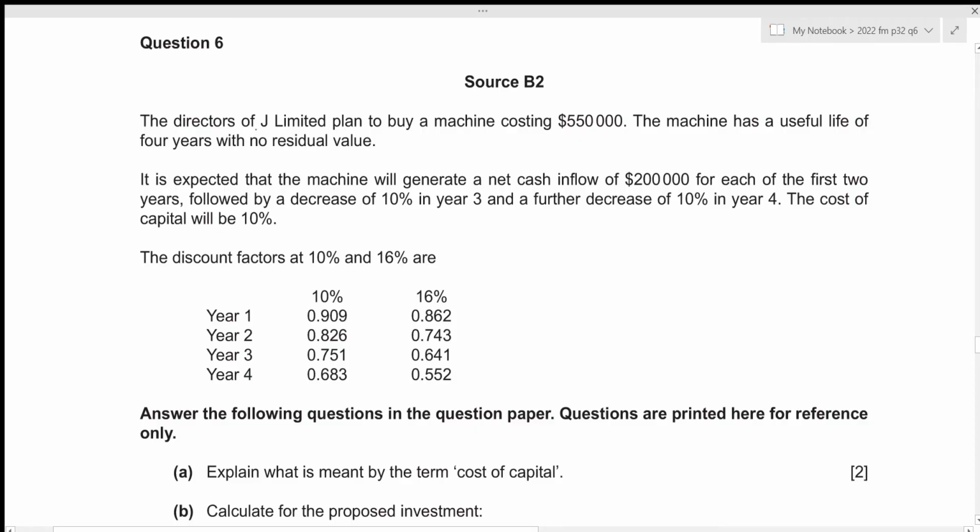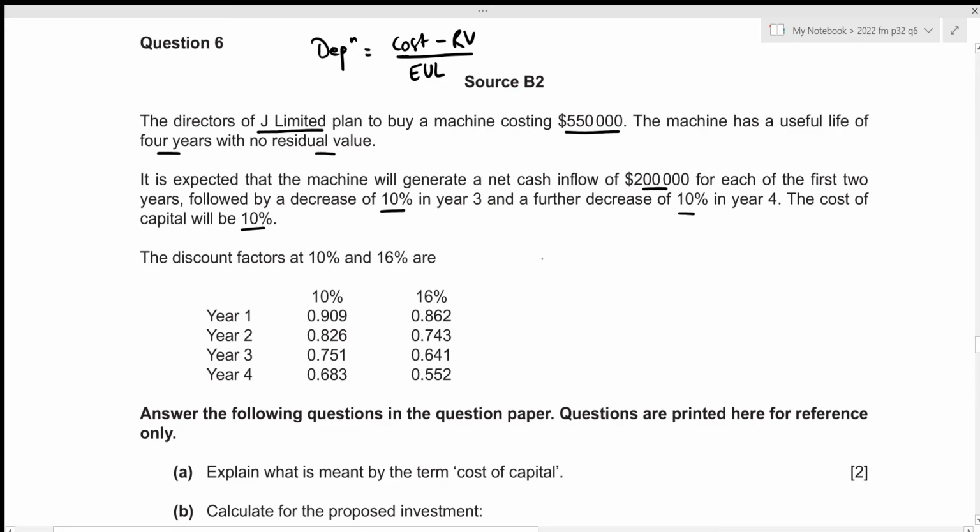The directors of J Limited plan to buy a machine costing 550,000. The machine has a useful life of 4 years with no residual value, which means that we can just figure out the depreciation charge per year with the formula cost minus our residual value divided by expected useful life. Then it is expected that the machine will generate a net cash flow of 200,000 for each of the first 2 years, followed by a decrease of 10% in year 3 and a further decrease of 10% in year 4. And we're also told that the cost of capital is going to be 10%.